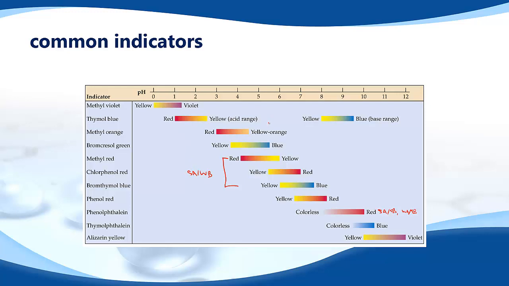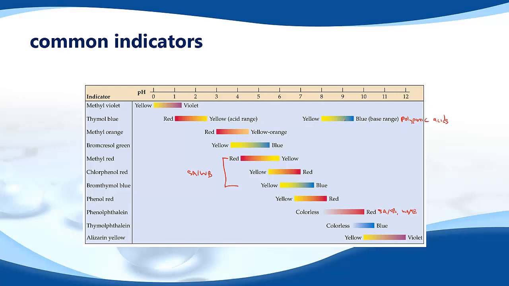Thymol blue is actually an interesting one. Thymol blue is nice for polyprotic acids, because what happens here is you have the first indicator color change at a pH of 1 to 2. So when you lose the first proton, it changes from red to yellow. Then when you lose the second proton, it'll change from yellow to blue. So that's what that's fairly good for.